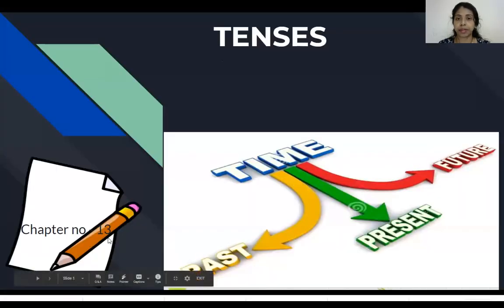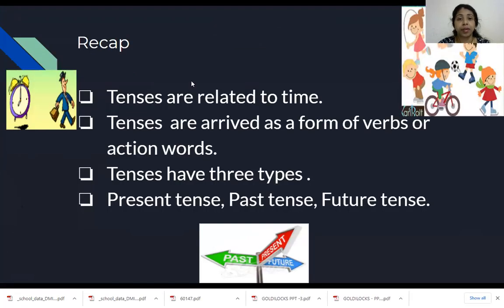Tenses, chapter number 13. Before starting our today's lesson, we will do a short recap of our previous lesson. So let's check. In the previous lesson, we learned tenses are related to time. Second thing we learned, that tenses are a form of verbs or action verbs. Third thing we learned, that tenses have three types. First one is present tense, second past tense, third future tense.